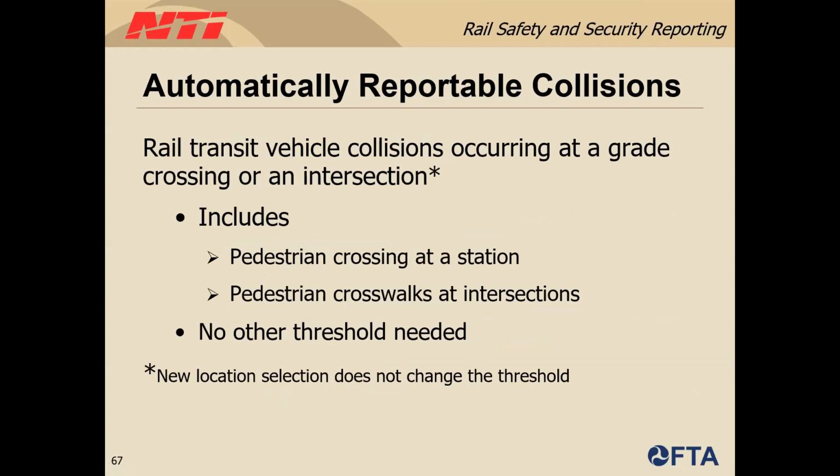We do have some automatically reportable collisions. Rail transit vehicle collisions at a grade crossing or at a street intersection are automatically reportable regardless of any other threshold. This includes pedestrian crossings at stations and crosswalks at intersections, which we'll talk more about later. Note that there is an exclusion: the word intersection does not change the threshold. It's to support the new intersection location, as mentioned earlier, for street running mixed traffic operations. And again, we're going to cover it in more detail in just a moment.